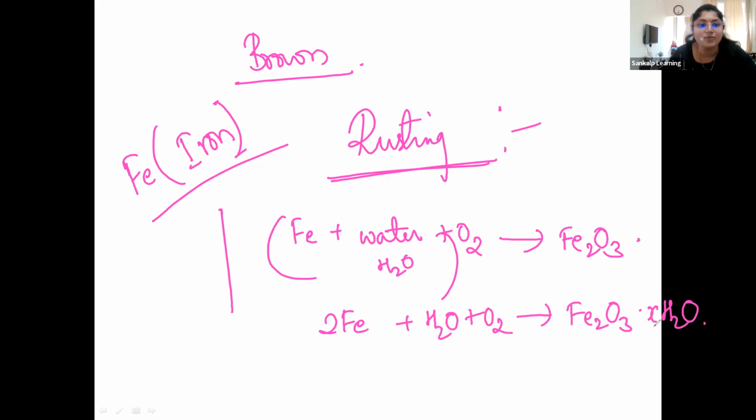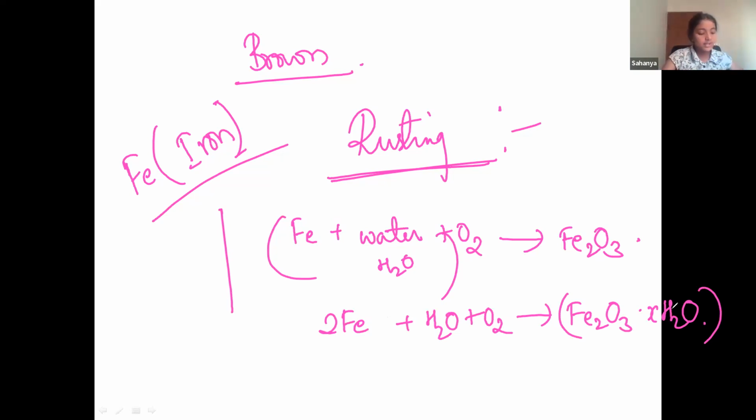This is hydrated water. Hydrated water means a water molecule is associated with it. Here they've given two kinds of equations. In the first, it's like a word equation: iron plus water plus oxygen gives iron oxide. But over here in the chemical equation, Fe plus H2O plus O2 forms Fe2O3.XH2O, ferric oxide. Can you measure the water?